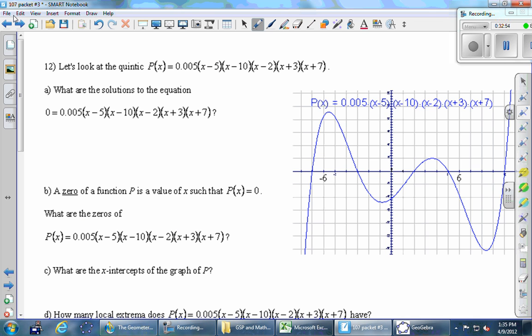Okay, so let's look at this equation. I want to know solutions to it. I want you to see that foiling and distributing is not a good idea.